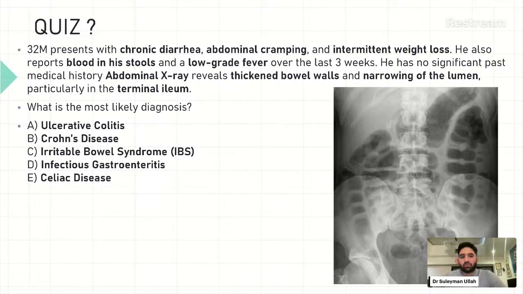It shows thickened bowel walls and narrowing of the lumen, particularly in the terminal ileum. So there's a lot of kind of classical features for one particular condition. However, this would have been a quite difficult finals question.